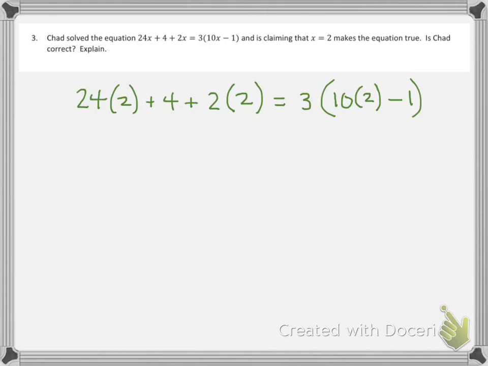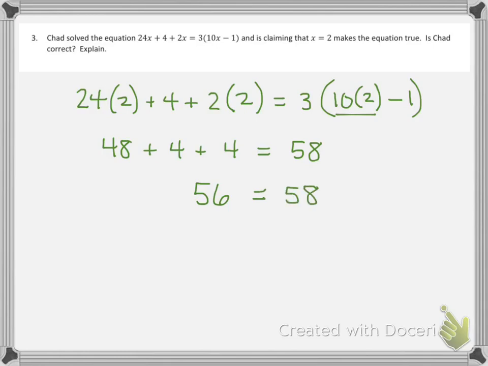Okay, and then order of operations. We can kind of do this in a row here. 24 times 2, that's 48, plus 4, plus 2 times 2 is 4. There's our left side. On the right side, I need to do this 10 times 2 first, so that's 20 minus 1 is 19, and 3 times 19 would be 58. All right, and then simplify the left side. 48 and 4 is 52, and 52 and another 4 is 56. Does 56 equal 58? No, it does not, so 2 is not a solution. 2 does not make the equation true.